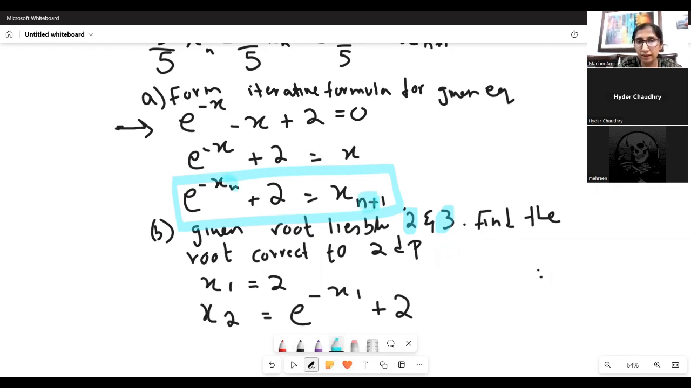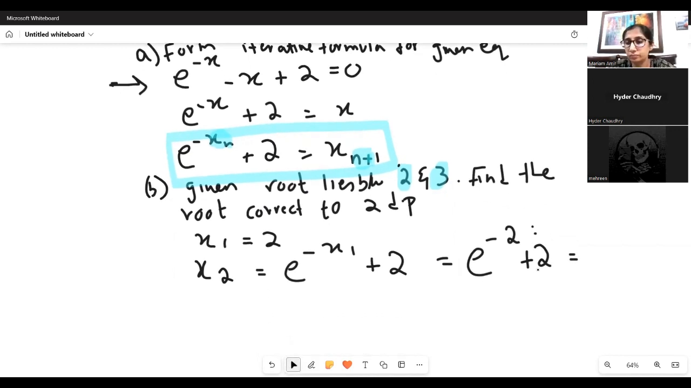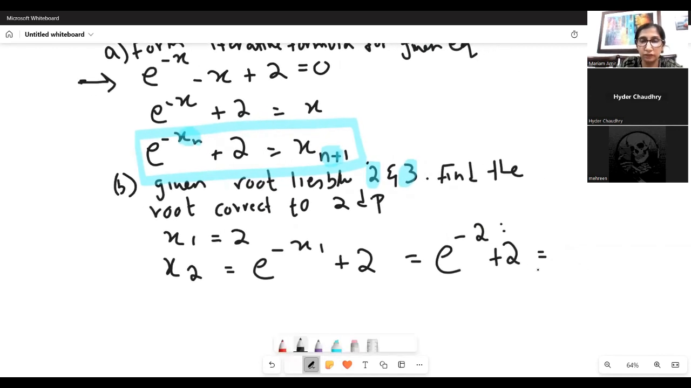So if this is 2, then xn will be x1. Okay. Now what you have to do is substitute e power minus 2 plus 2. इसका जो भी आंसर आएगा वो नेक्स्ट स्टेप में पावर में चला जाएगा. That would be x3. देखते हैं इसका क्या आंसर आ रहा है. 2 plus e power minus 2 is 2.135. You're asked to write the answer of each iteration correct to 4 decimal place in the exam. So I'm going to do that as well. Then we'll find x3.